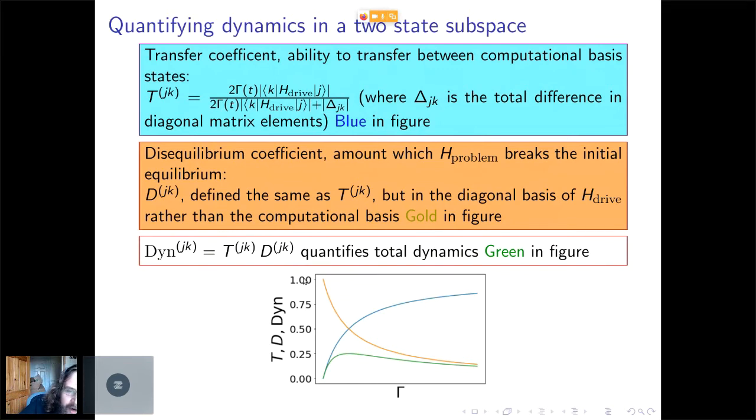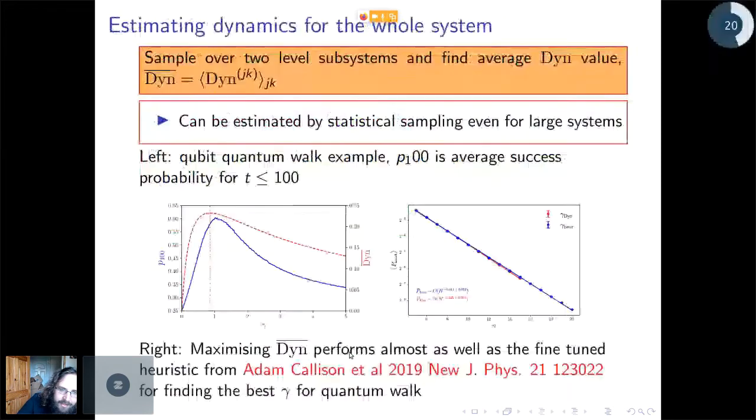So we argue that what you really want to do is just maximize a quantity that's the product of these two. J and K are just a pair of bit strings connected by the driver, a pair of bit strings that are, in the case of transverse field Ising, a single bit flip away. And what you can see here is this green curve: there's a finite value of this gamma coefficient where it's maximized. And so here now you have something you can really sink your teeth into for designing protocols, and sort of maximize this.